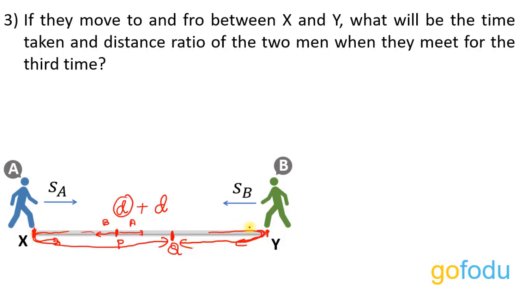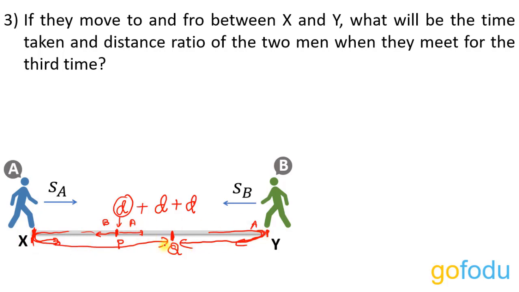So the distance till opposite ends is D, and then B will be covering XQ and A will be covering YQ. XQ plus YQ is again D. So in order to meet for the second time, they will be covering this total distance D plus D plus D, that is 3D. For the first meeting at P, they cover distance D, and then to meet at Q, they cover distance 2D more.